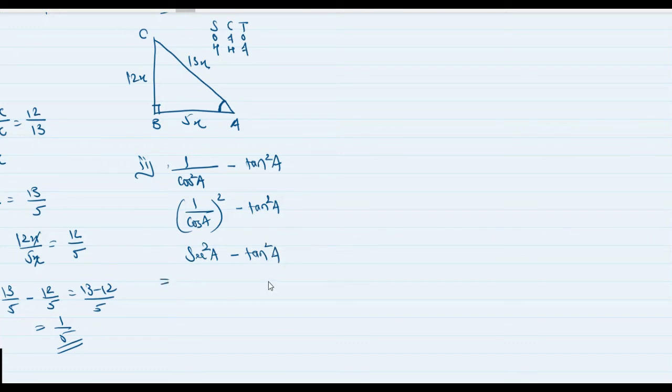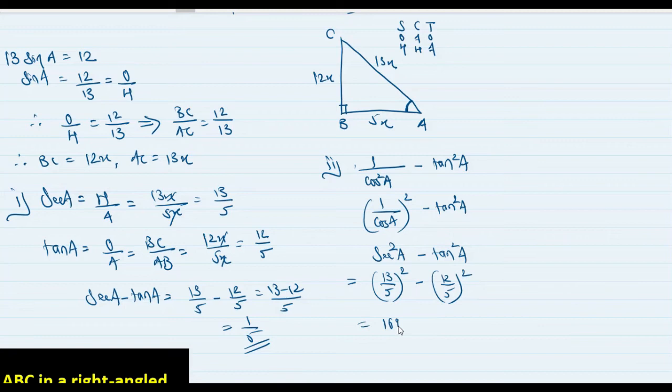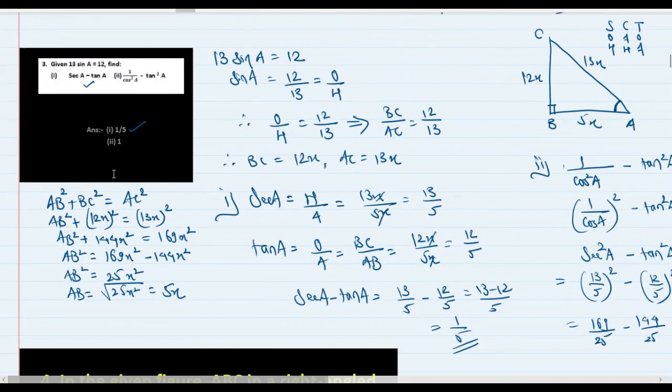And did I discuss square relations with you? Yes, I think I gave you a little glimpse a few minutes ago. But don't worry about square relations right now. Let's worry about what is sec A and tan A. We already know the value of sec A, which is 13 by 5. So 13 by 5 the whole square minus tan A, which is 12 by 5 the whole square. So this is 169 by 25 minus 144 by 25, which is 169 minus 144 by 25, which is 25 by 25, which is 1. So the value of 1 by cos square A minus tan square A, or sec square A minus tan square A, is 1. Okay, so that's the second answer.